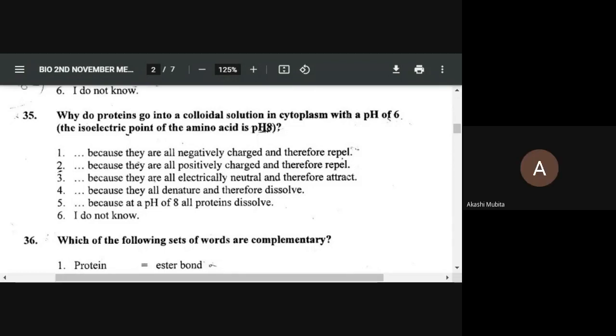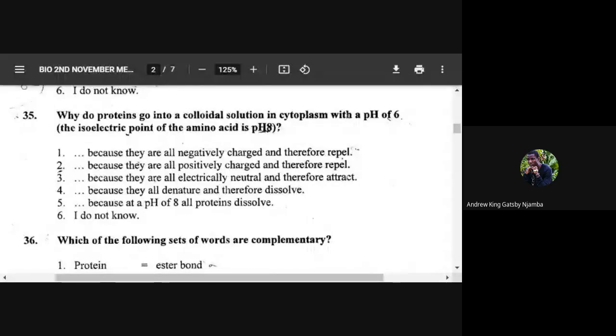So I was saying this question is just rephrased differently. So the most important thing is for you to know when a protein or an amino acid is either negative or positive. That's what I said. That's the most important thing. So now let's look at this question.